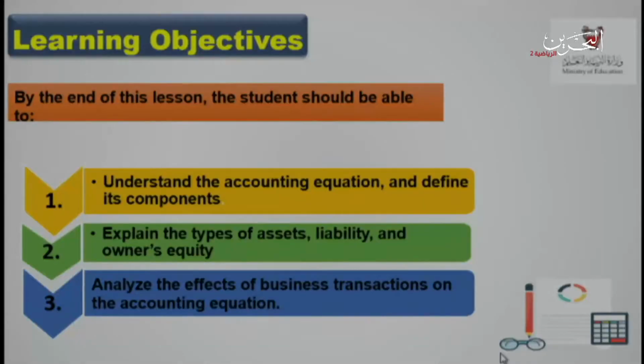Our learning objective for this lesson: at the end of this lesson, the student should be able to understand the accounting equation and define its components. Second, explain the types of assets, liabilities, and owner equity. Finally, analyze the effect of business transactions on the accounting equation.